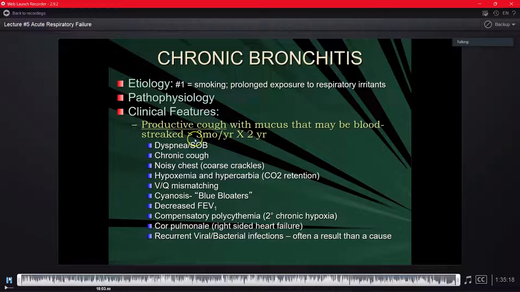So when we have this greater than 3 months times 2 years, what we're going to see in patients that have this is our blue bloaters with difficulty breathing, shortness of breath, a chronic cough, because they always have mucus secretion and production moving its way into the lower airway. Okay. So we have a noisy chest as well. Sometimes you're going to hear coarse crackles, maybe even a rattle.